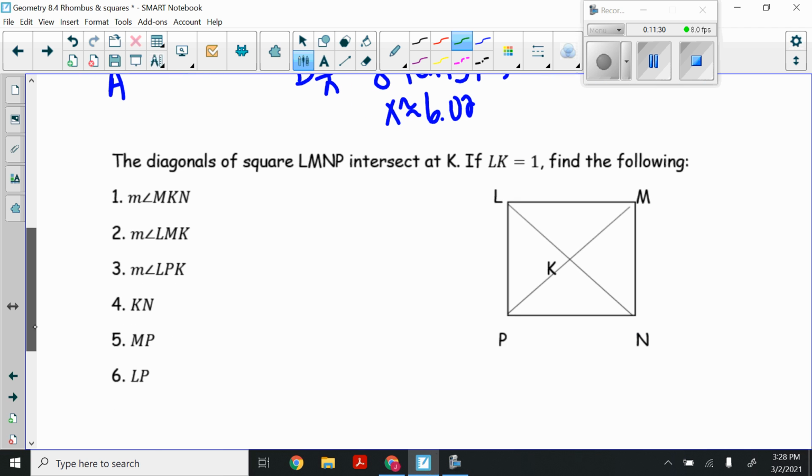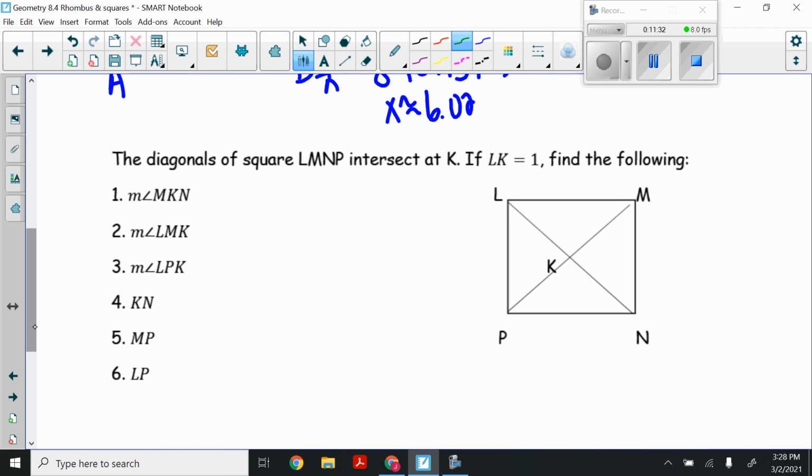Let's look at this next one. The diagonals of square LMNP intersect at K. LK equals 1, so this is 1. Find the following. Again, let's label everything that we know. If it was a square, all of these started out being 90. These are all 90 as well. My diagonals are all the same, so if that's 1, that's 1. I know that my diagonals bisected angles, so if this was 90, 90 cut in half, all of these little angles in here are 45s.